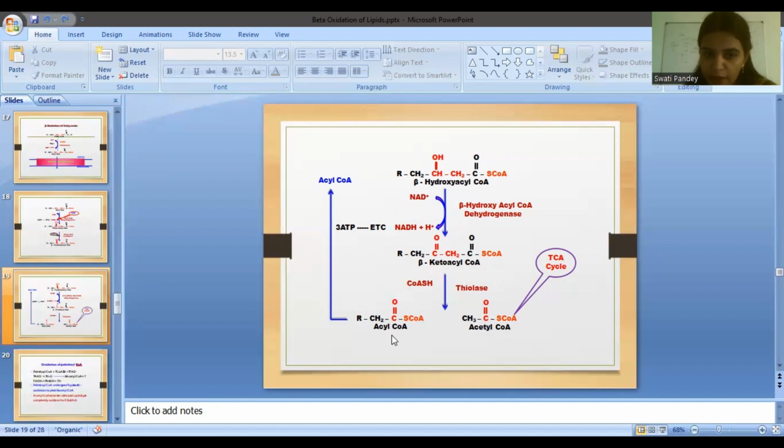This acyl coenzyme A again will go to the first step, that is again it will follow the whole beta oxidation, all the 4 steps, and it will again liberate one acetyl coenzyme A. This acetyl coenzyme A enters the TCA cycle. Here in the TCA cycle, as we know, there is oxidation of the acetyl coenzyme A, and there is a liberation of ATP.